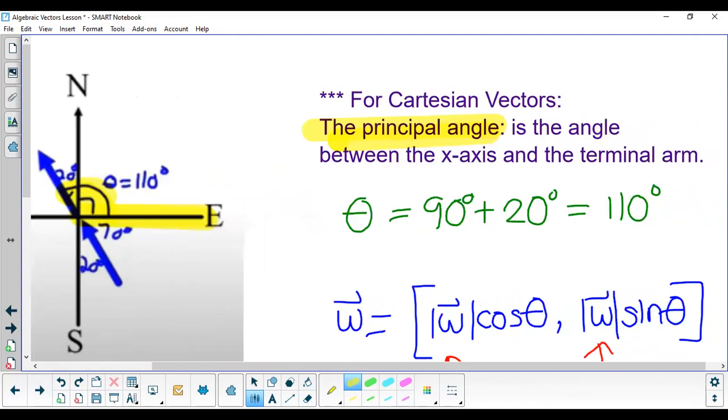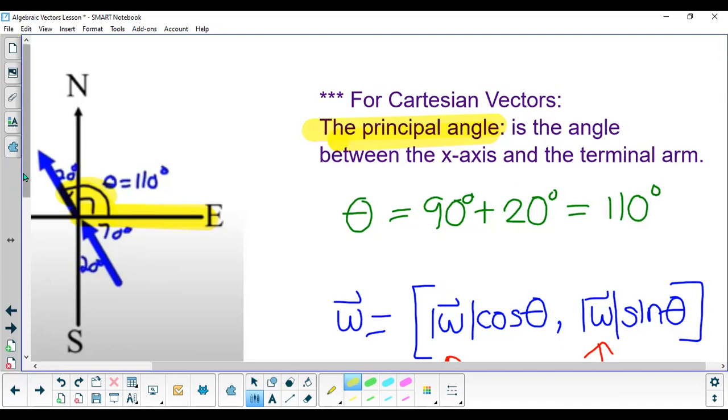So if you can, please draw that diagram and this definition into your notes. So for Cartesian vectors, the principal angle is the angle between the x-axis and the terminal arm. By repositioning the vectors and then analyzing the angles carefully, we've figured out that the principal angle is 90 degrees plus 20 degrees, which is equal to 110 degrees.